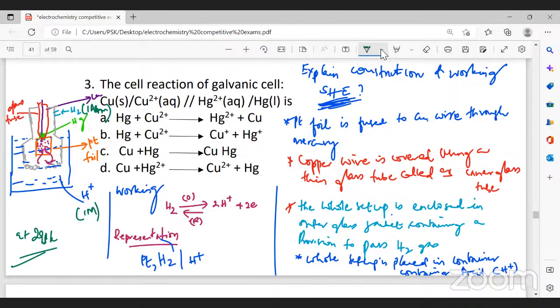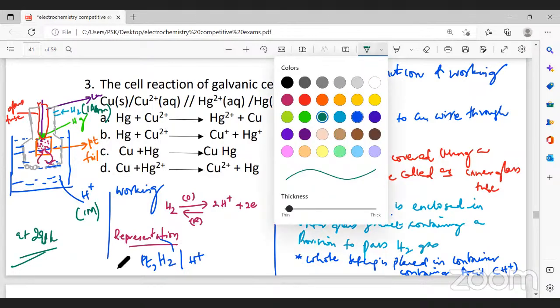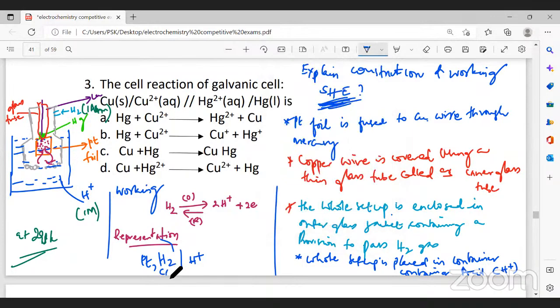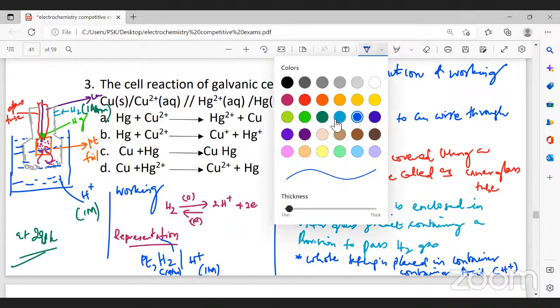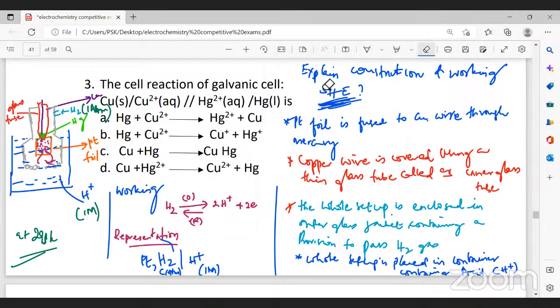Hydrogen electrode at standard conditions is called the standard hydrogen electrode. What's the standard condition? The pressure of hydrogen gas is 1 atmosphere, and the concentration of the acid is 1 molar. Then we call this the standard hydrogen electrode. Did you understand? Yes, sir. I hope you followed the standard hydrogen electrode construction, working, and the cell representation. Now we have to learn the demerits of the hydrogen electrode. Before that, we will learn the use of the hydrogen electrode.